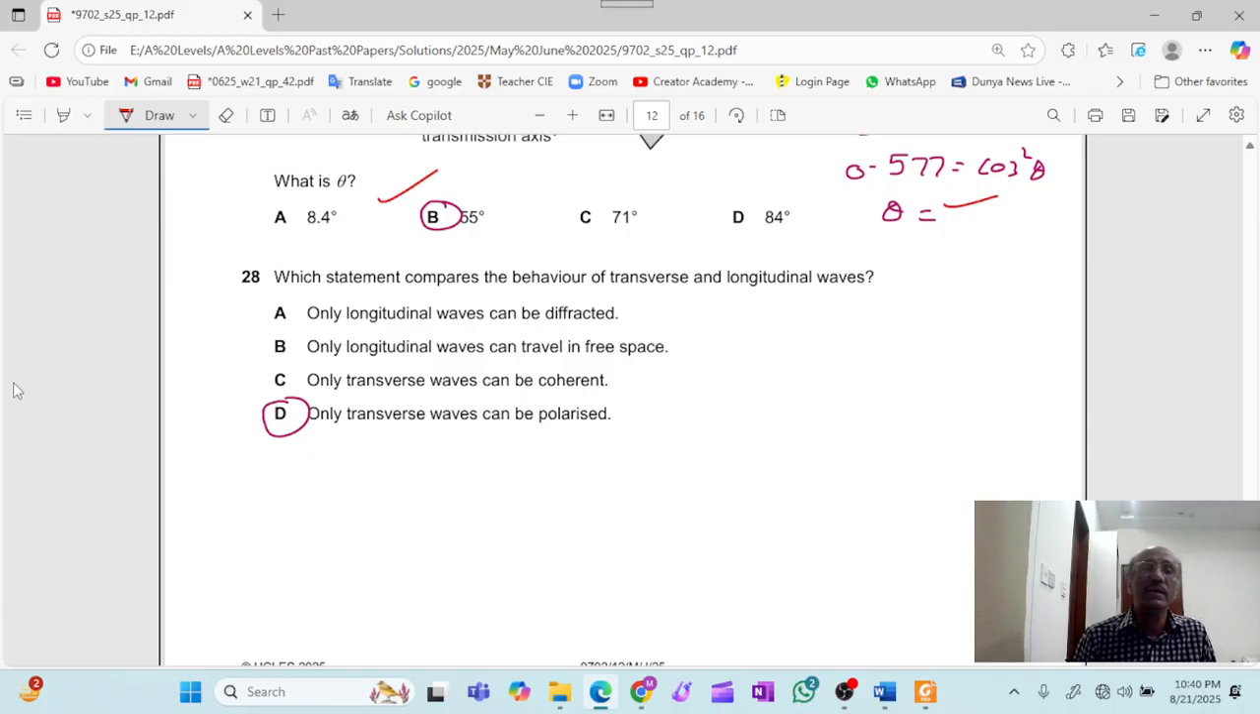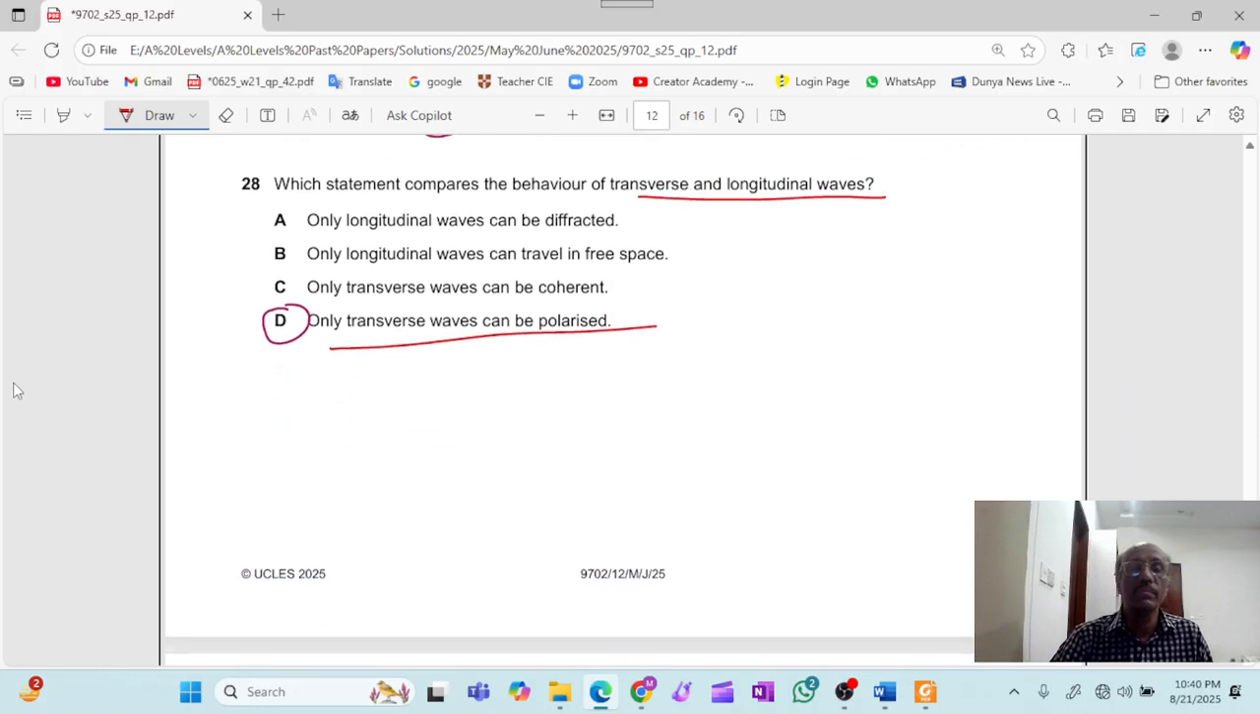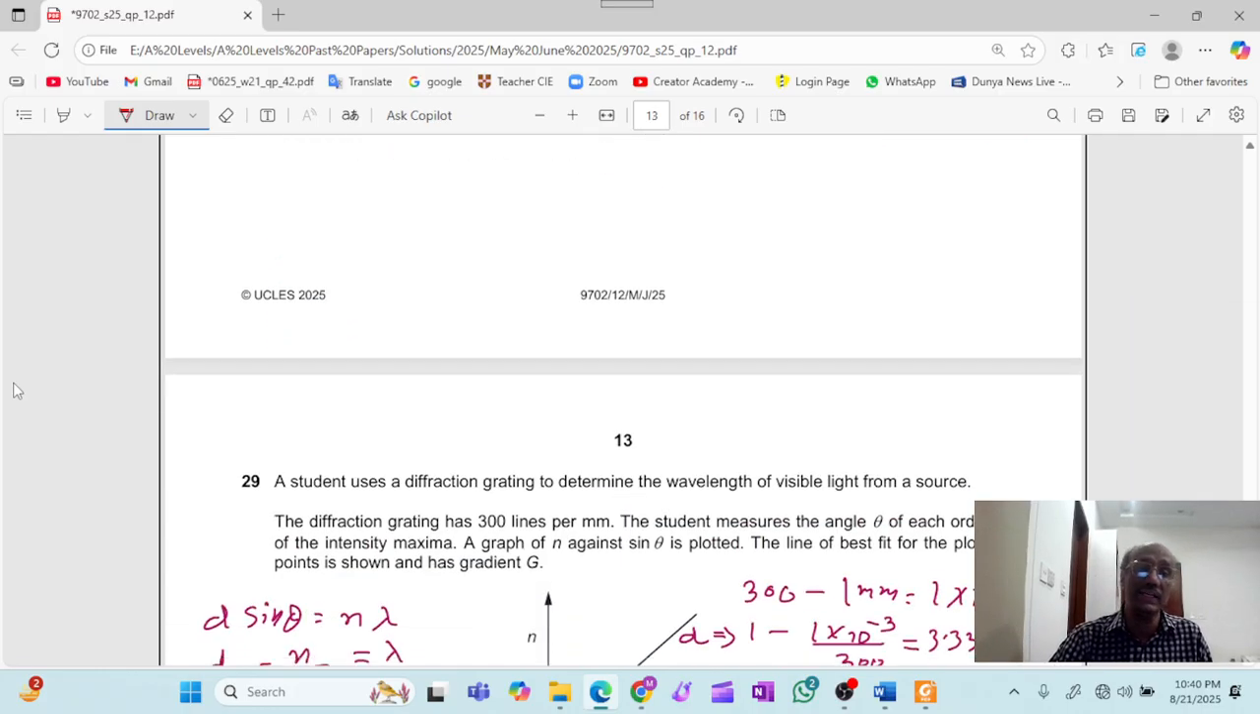Which statement compares the behavior of transverse and longitudinal waves? Only the transverse wave can be polarized. That is the answer to this question, because the topic is related to polarization as well.